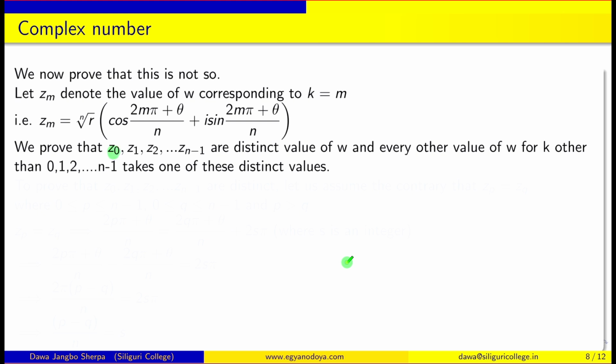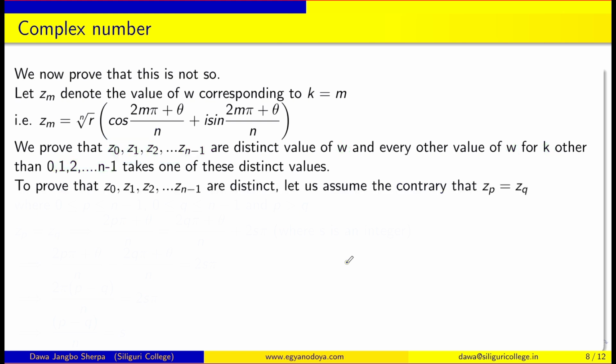We prove that z0, z1, z2, ..., zn-1 are all distinct values of w, and every other value of w for k other than these numbers takes one of these distinct values. That means if I take z to the power, zn by zn plus 1, this value will be equal to one of the values from this quantity.